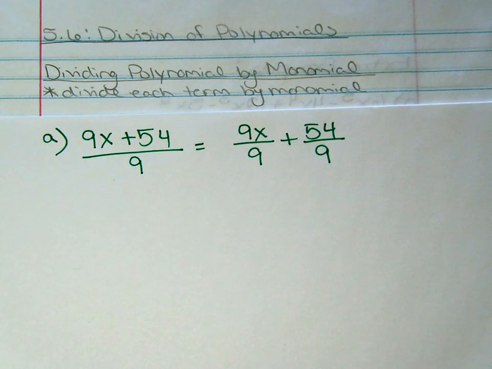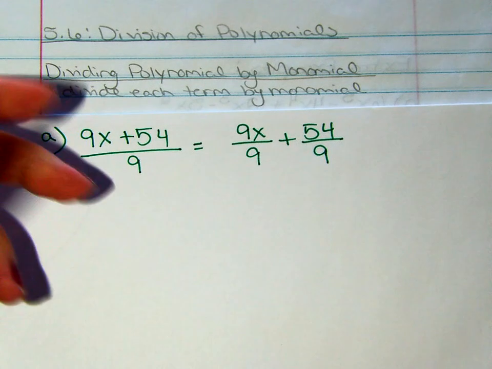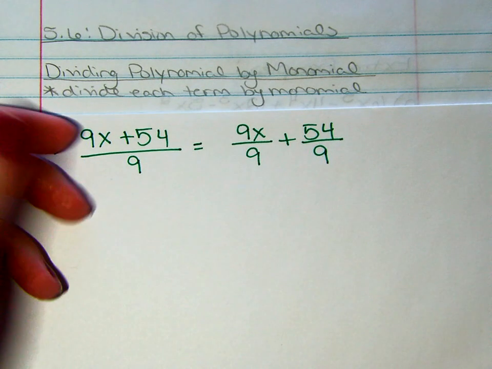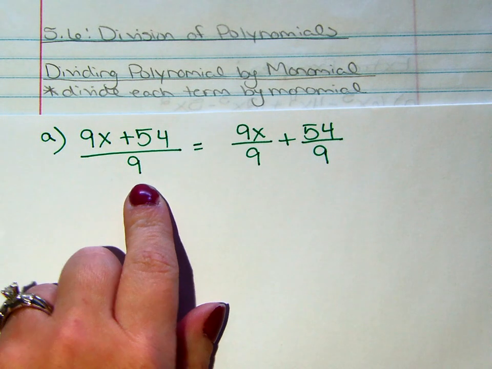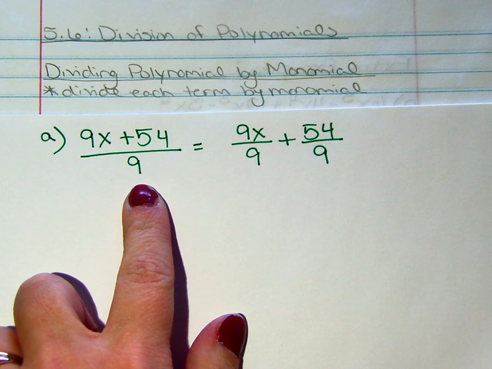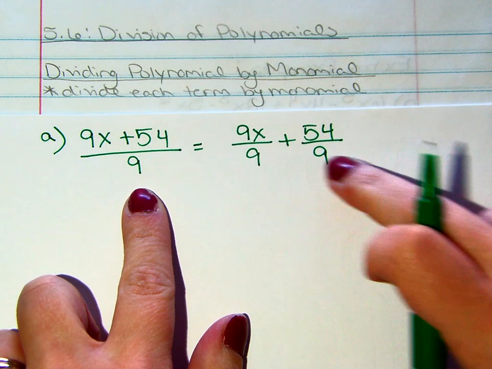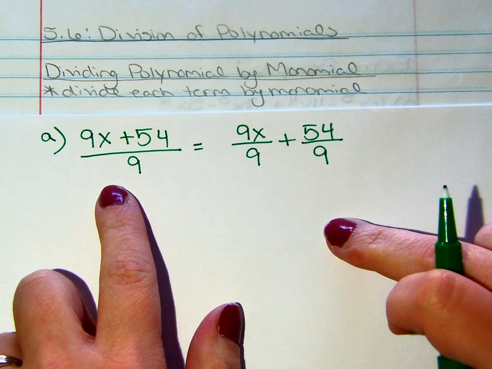If this had 3 terms or 5 terms or 10 terms on top, you could do that, because the bottom only is a monomial. If this was reversed, I couldn't do this. I can't do this if I have a binomial or a trinomial or a polynomial on bottom. I can't do this split. I can only split it up like this because I have a monomial on bottom.